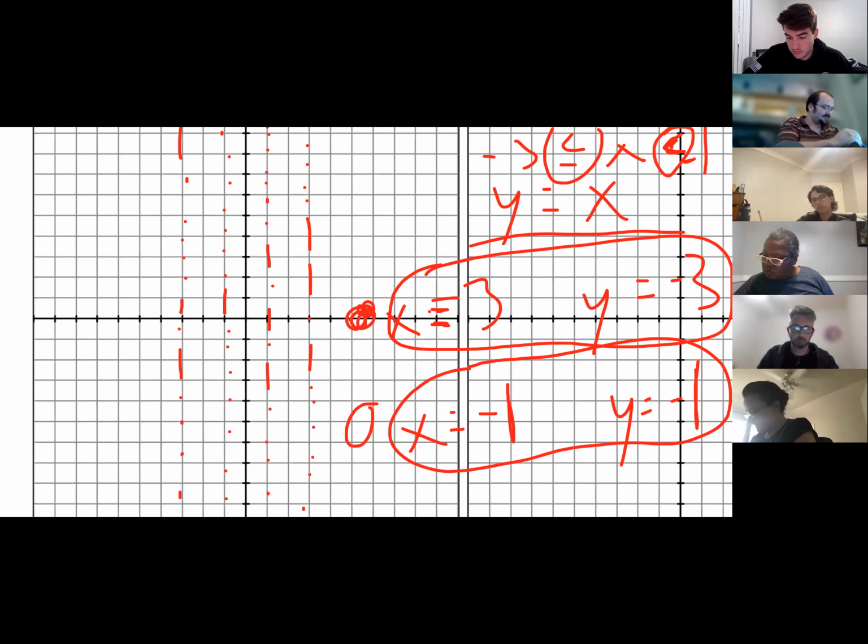So -3, let me do a different color, maybe blue. -1, 2, 3. I believe I'm talking about this point right in here, and this point right here, but I need to have an open circle. And so how do I draw that graph?